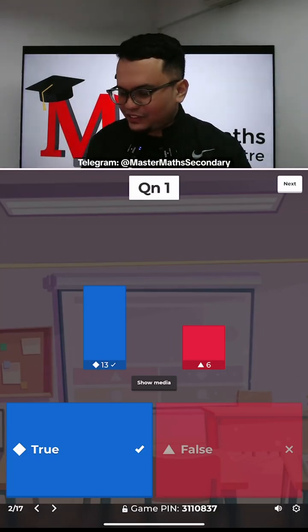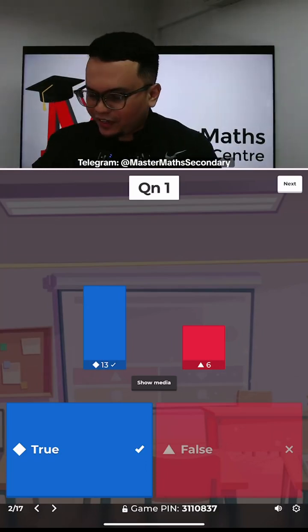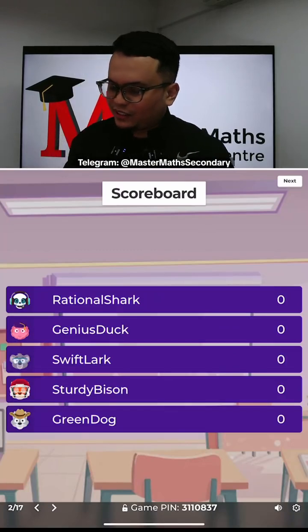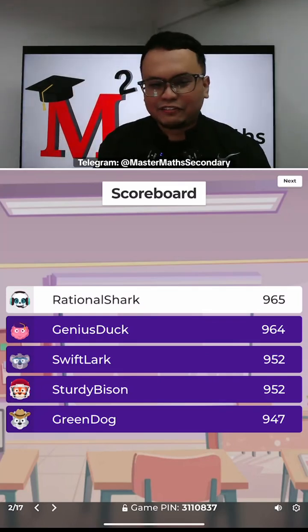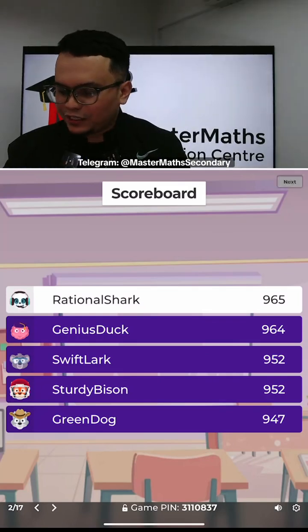13 of you got this right. Yes, it is actually a perfect square. Now, why? Who's going to be the first one? Rational Shark. Okay, good. Rational Shark, we want to declare who you are. Are you a Sec 1 student?